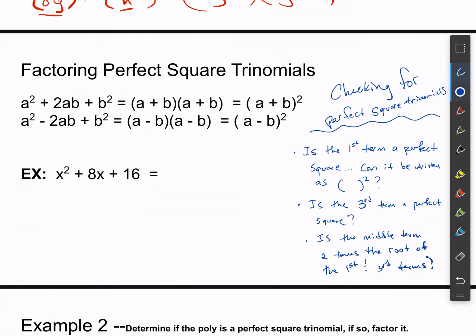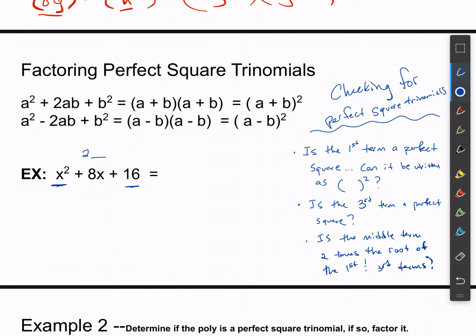What a perfect square trinomial is, and this will make more sense when we get into graphing these, but essentially it's when you have a perfect square as your first term, a perfect square as your last term, and the middle term is 2 times the root of those two things. So here's what I do when I'm trying to evaluate whether or not something is a perfect square trinomial.